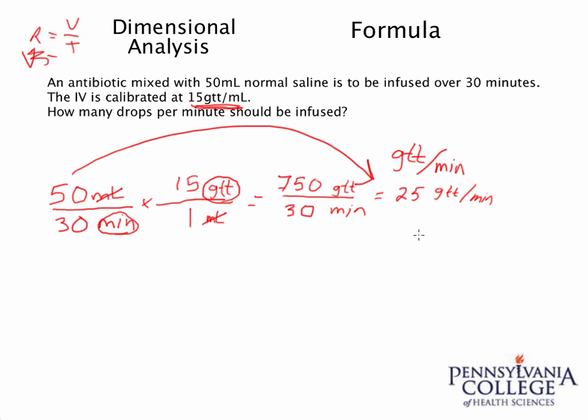So we're starting with 50 milliliters over 30 minutes, which was our order. That's what it needs to infuse. And we use the calibration. We use what we know about the relationship between drops and milliliters, the size of the tubing, to convert those milliliters into drops.